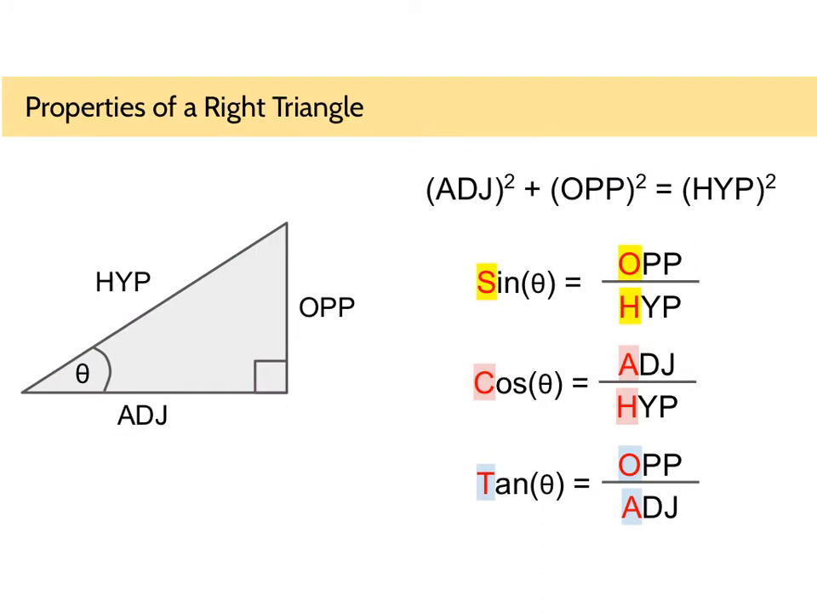Also, remember that in your math class, you may have been given the mnemonic, the trick of SOHCAHTOA, and that helps us remember that sine is the opposite over the hypotenuse, cosine is the adjacent over the hypotenuse, and tangent is the opposite over the adjacent.